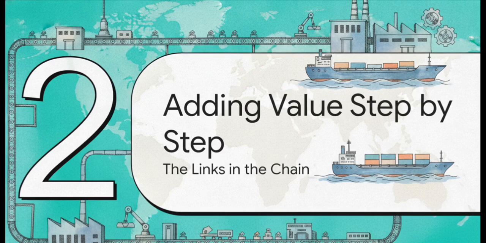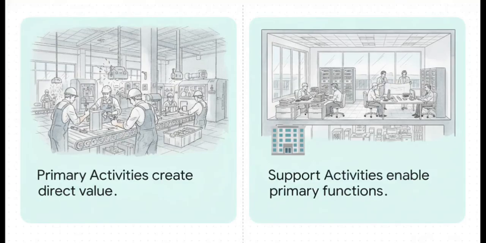Moving on to Section 2, adding value step by step, the links in the chain. Let's actually pop the hood on a business unit and see how these links work on the factory floor. Porter splits the chain into 2 main buckets. On one side, you've got primary activities. Think of these as the hands-on, frontline steps that directly create value for the customer. Then, on the other side, you've got support activities. These are the behind-the-scenes functions that actually allow those primary activities to do their jobs effectively.